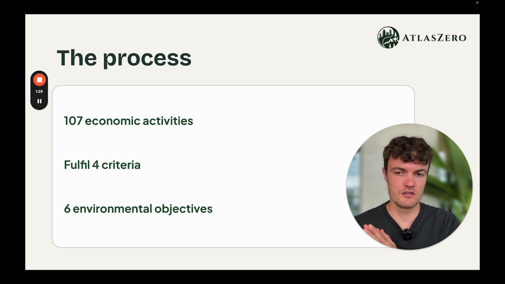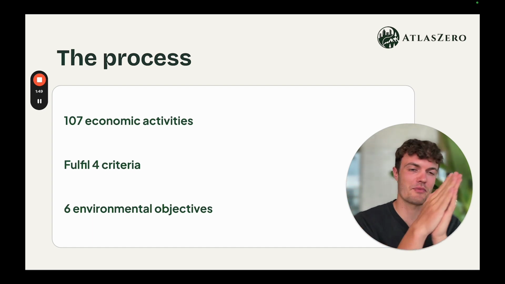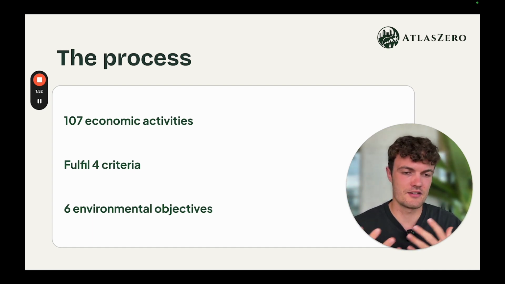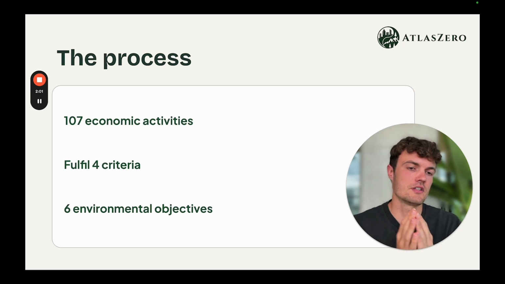So you check, hey, are we helping one of the 6 environmental objectives with the product, with the service, with the activity that we have? And then one of the other criteria is also that you don't do significant harm to any of the other objectives, which makes sense. If you're helping sustainability in one way, but doing something much worse in the process, then it's not really helping, right?